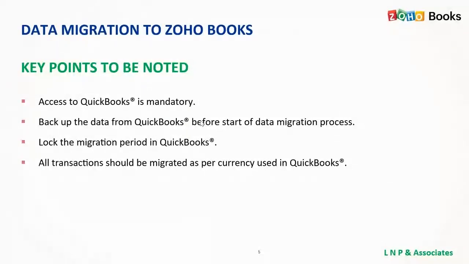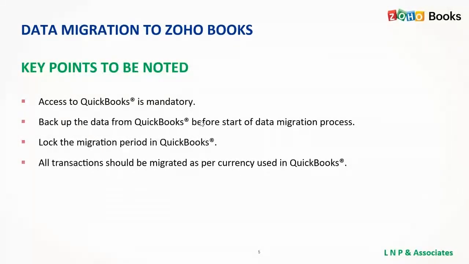Third one is locking the period. Before you start the migration of data from QuickBooks to Zoho Books, you ensure that the period is locked in your QuickBooks. I am not telling it in a literal sense, like go and lock it. What I mean is that if you're planning to do a migration from, say, April 2022 to November, you have to ensure that none of your team members are modifying any data from April to November once you start the migration process.